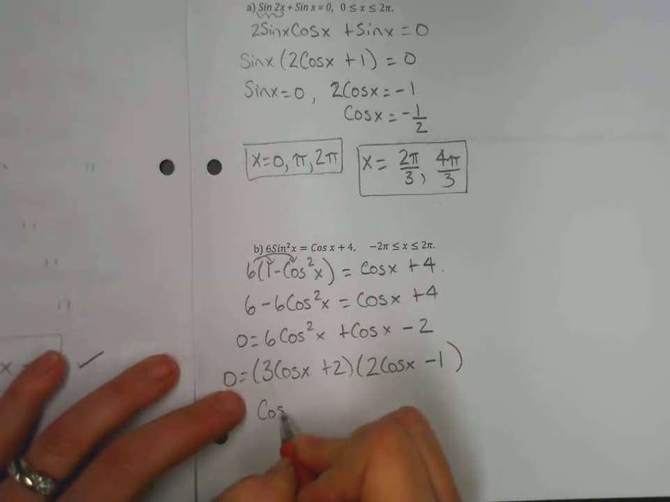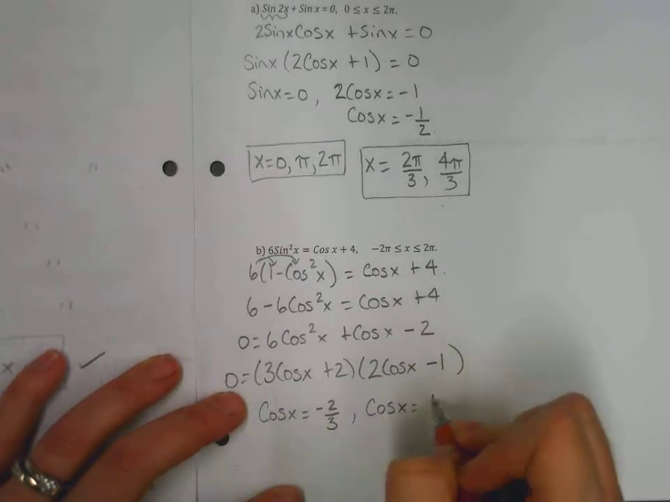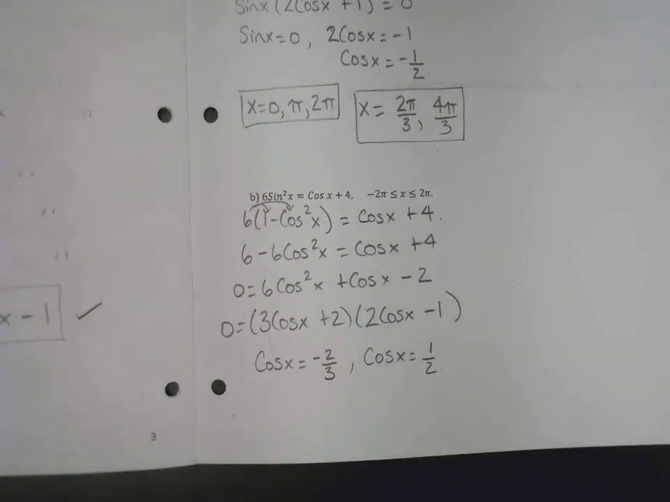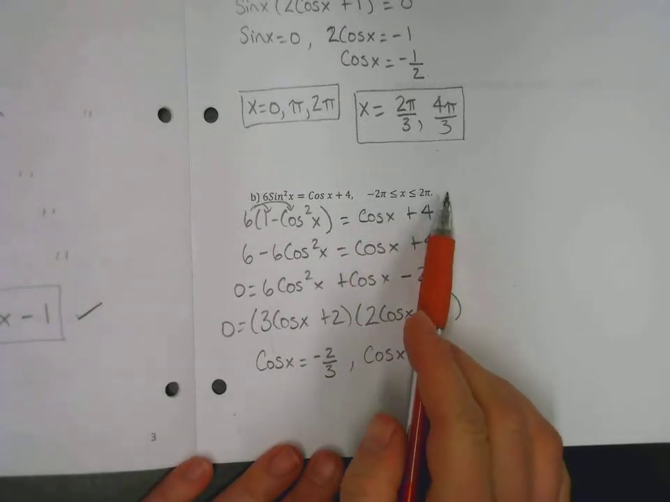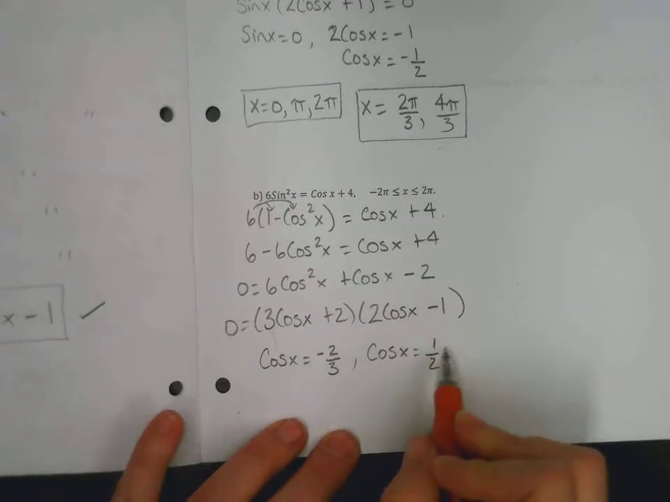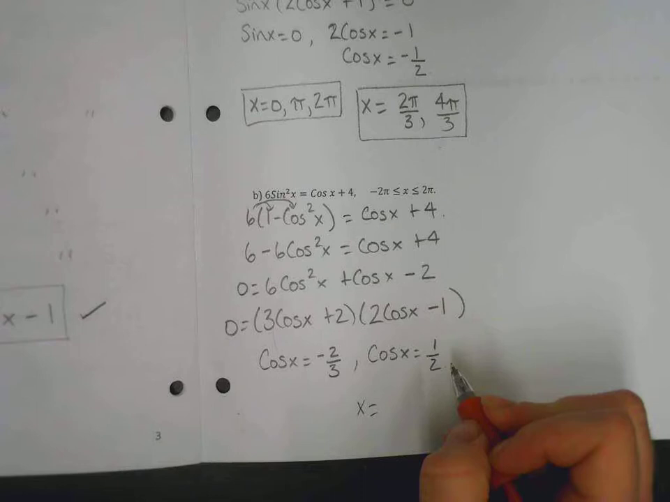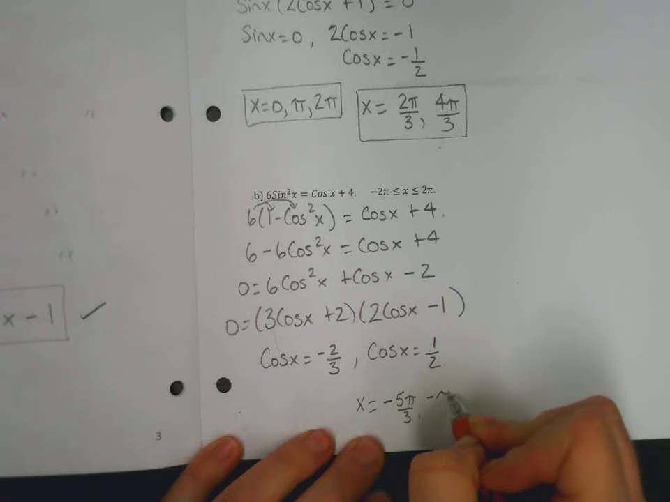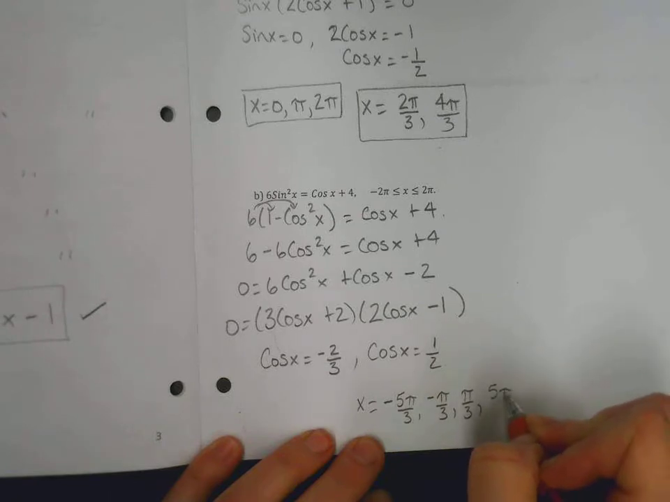So then I have expressions of cos of x equals negative 2/3 and cos of x equals positive 1/2. Now we are looking for the solutions on our unit circle between negative 2 pi and positive 2 pi. So rotating around from 0 to negative 2 pi, I can look up this ratio on my unit circle. These solutions I'm going to give as exact values. So it should be negative 5 pi over 3, negative pi over 3, positive pi over 3, and positive 5 pi over 3.